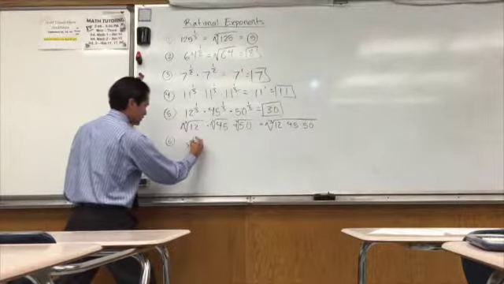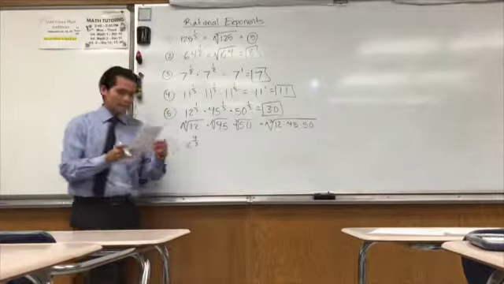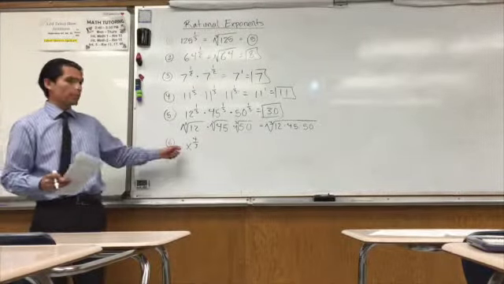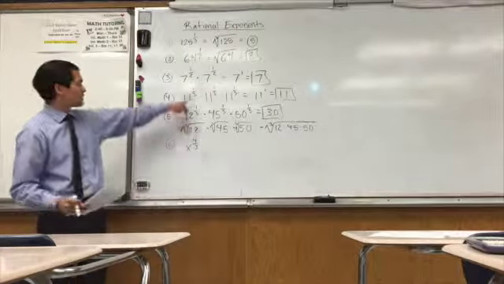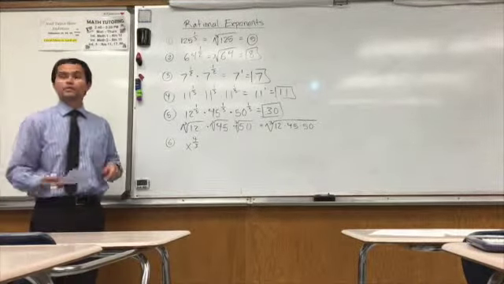X to the 4/3. Oh, this one is not simplifying. It says write it in radical form. So change this from exponential form to radical form, which is basically what we've been doing. Is that what the sheet says? Yes.